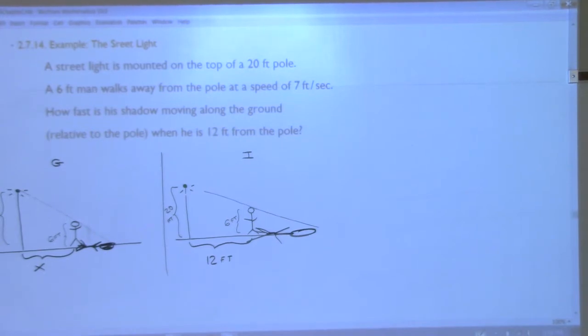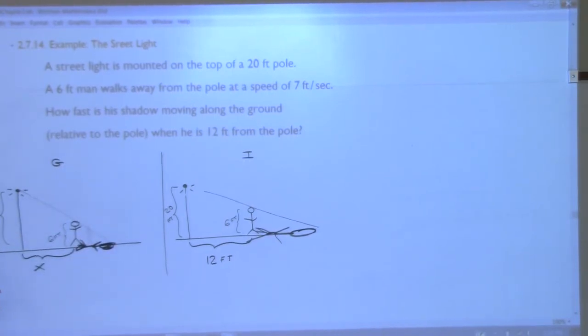I haven't used something there, the speed, right? The speed at which he is moving. So those little dash marks behind him, that's 7 feet per second. What is that in terms of our pictures? 7 feet per second. It's a speed, right? A velocity, it's a derivative, right? It's the rate of change of something.